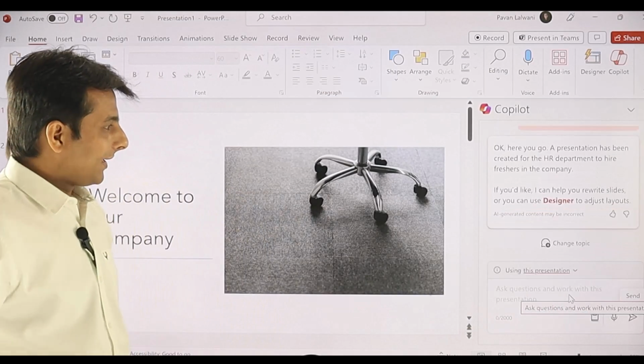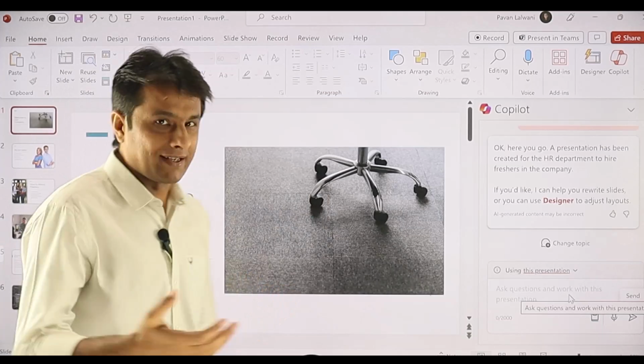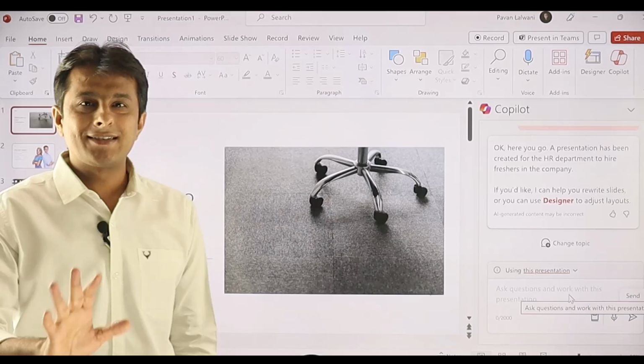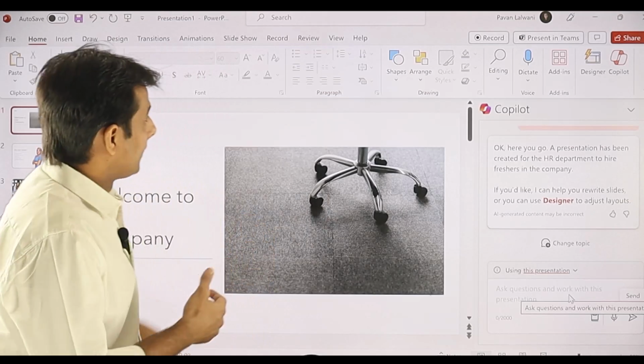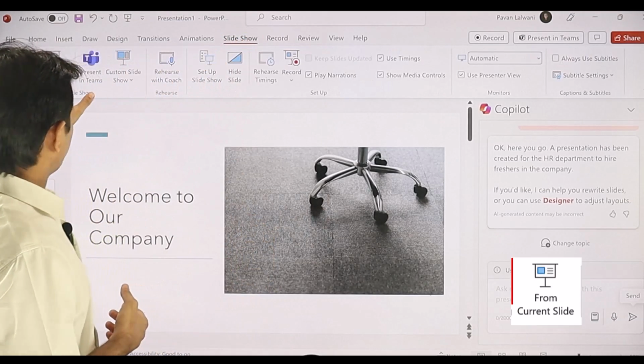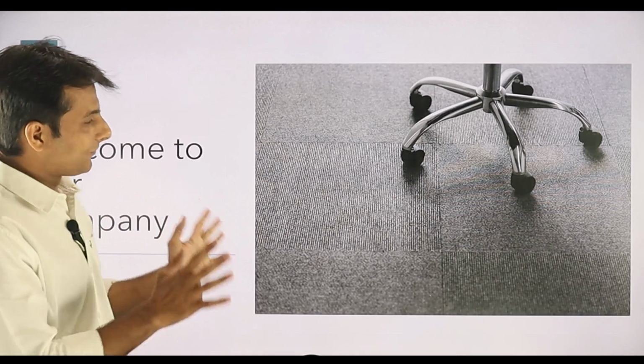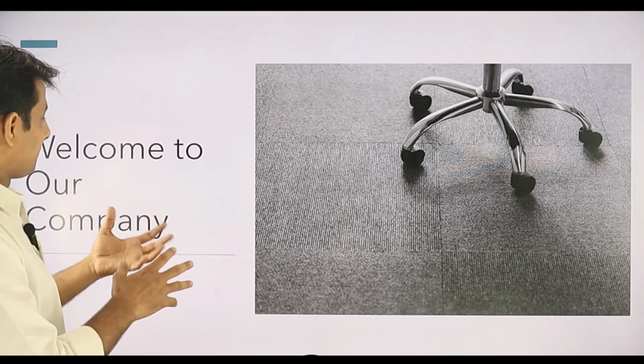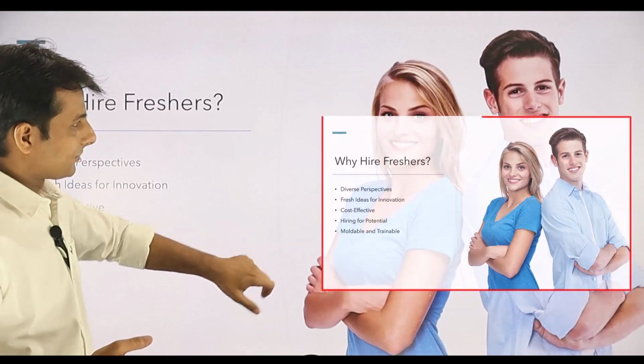So let's wait. And you see how many slides it has created. If you see at the left hand side, 1 of 6 slides. So total 6 slides it has created. And I'll just click on slideshow and from slide. So that's the first presentation image it has picked up. And if you see behind me, there's a name of the company, welcome to our company. And I can go to the second slide.